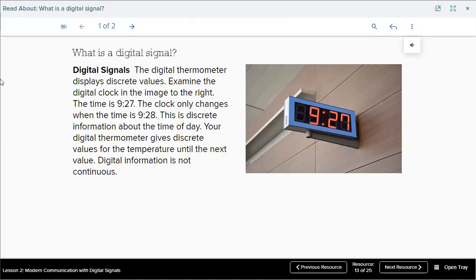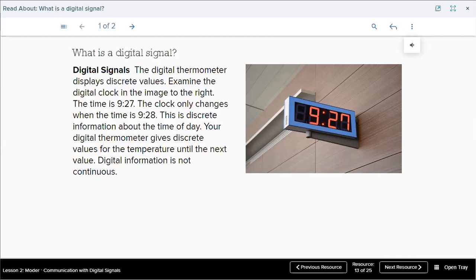What is a digital signal? Digital signals, the digital thermometer displays values. Examine the digital clock in the image to the right. He means this image that you see at the right. The time is 9:27. The clock only changes when the time is 9:28.